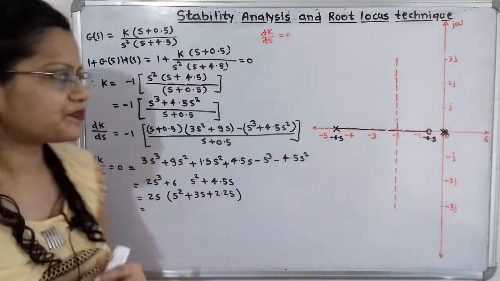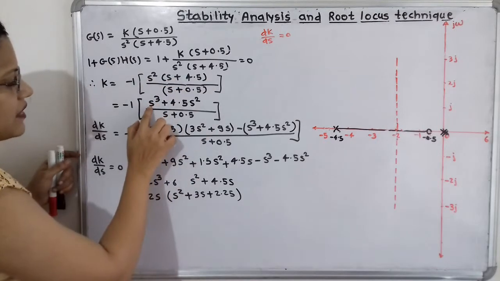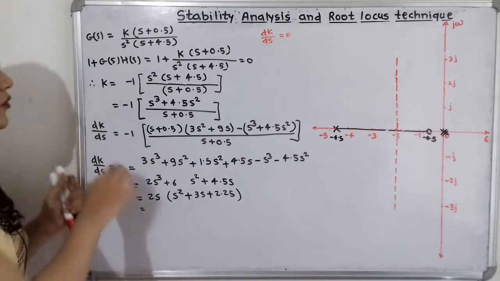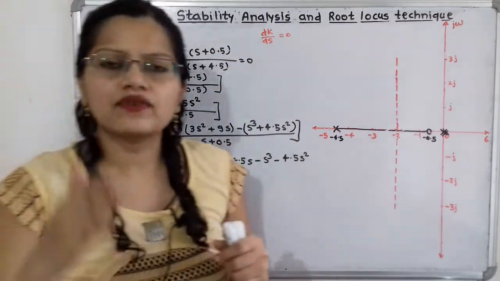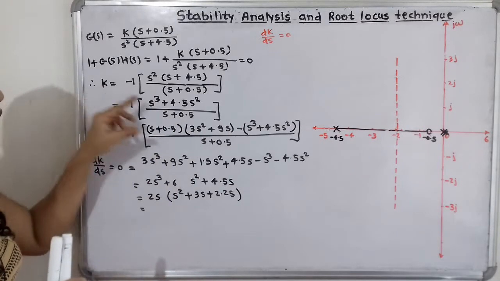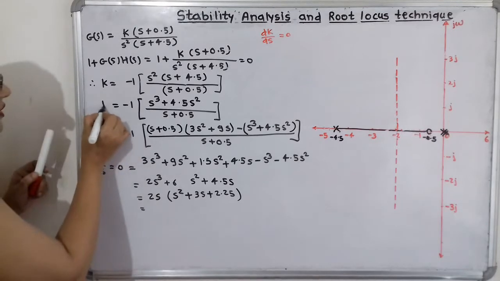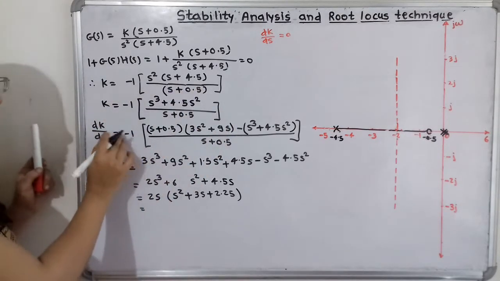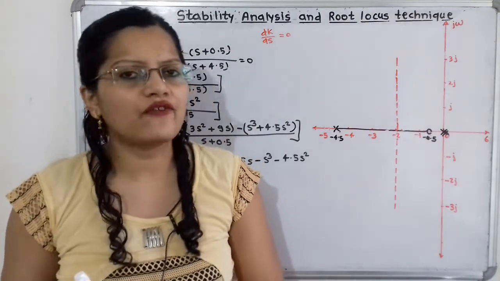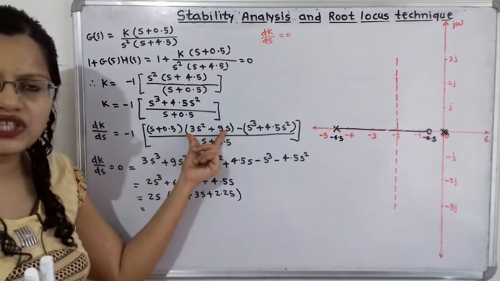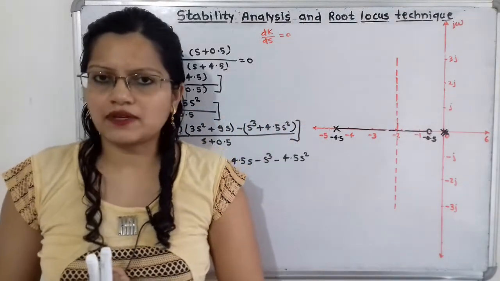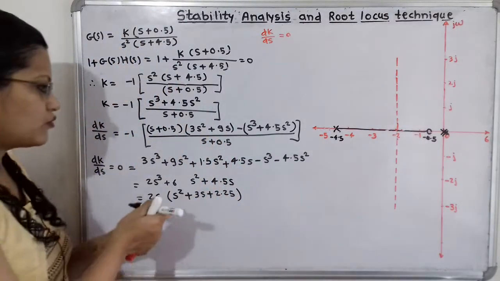Now we will simplify this. I will multiply s square inside the bracket, that is s cube plus 4.5 s square divided by s plus 0.5, so minus 1 remains outside. Now we have to find the solution of dk by ds and equate it to 0. If I differentiate both sides, on the left hand side there is k, so it becomes dk by ds. On the right hand side I take minus 1 as it is. The numerator and denominator are both in terms of s, so how can we differentiate this? We have a formula: denominator constant times the derivative of the numerator with respect to s, minus numerator constant times the derivative of the denominator with respect to s, divided by the denominator square.